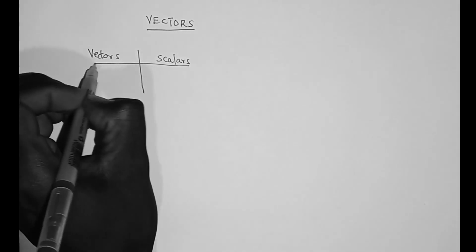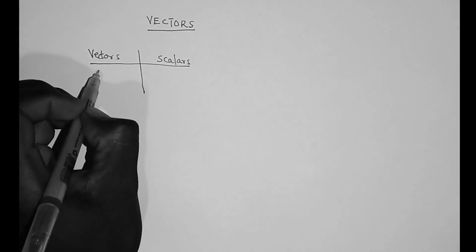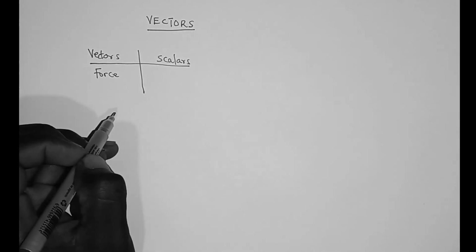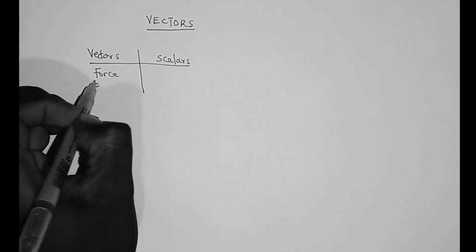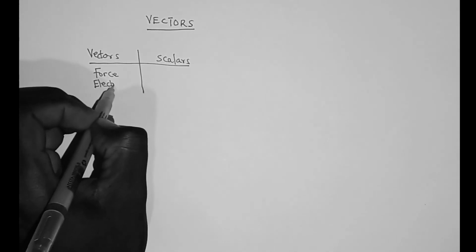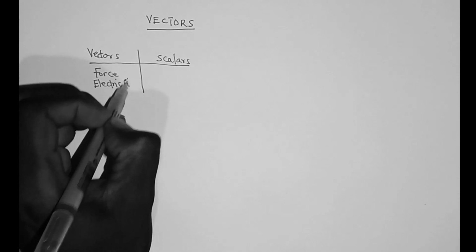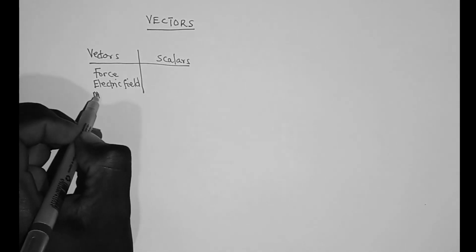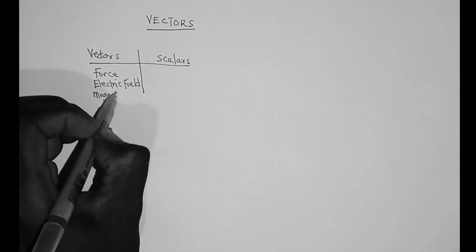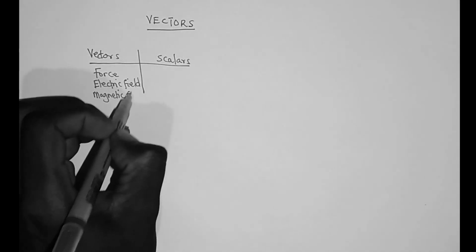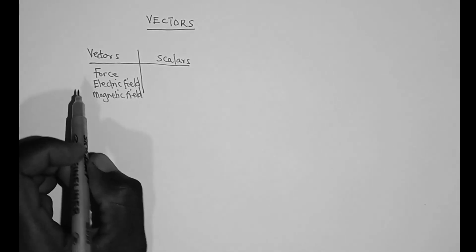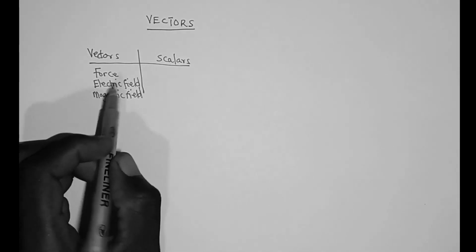So what are some of the quantities that are vectors? For example, the force is a vector. Another vector quantity is electric field. That is also a vector. And the magnetic field is also a vector. These quantities have both magnitude and direction.